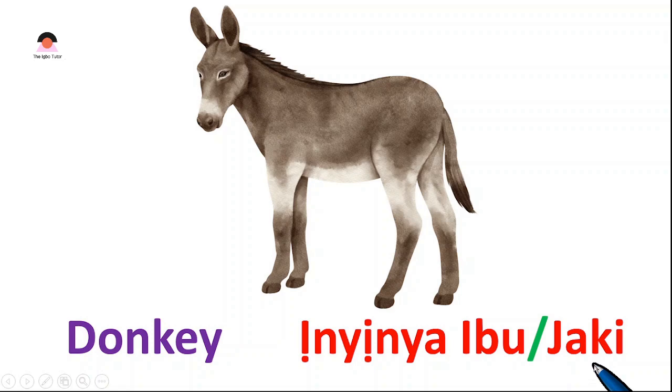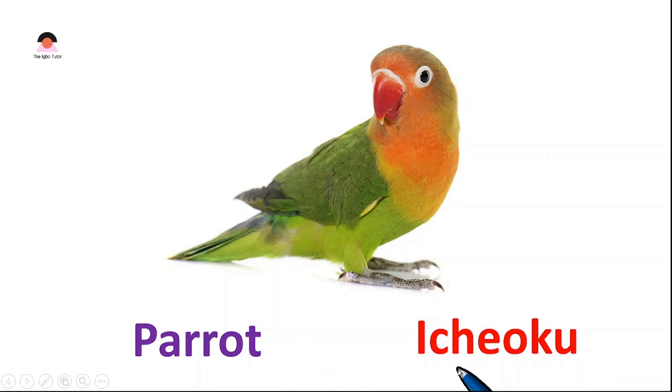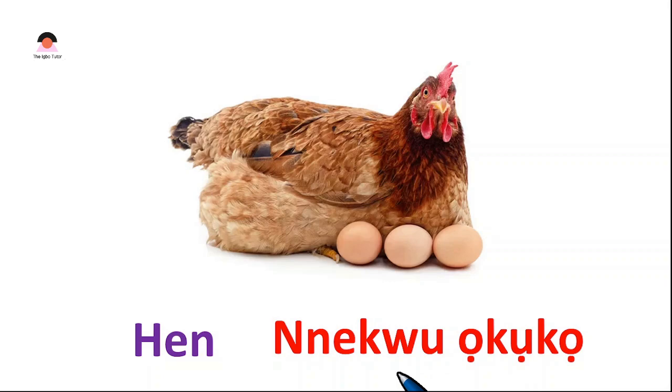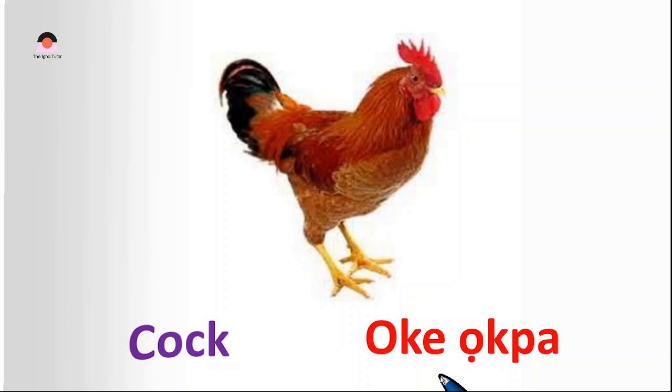The next is parrot, and we call parrot ichoku. Ichoku, that is parrot in Igbo language. Next is chicken, and chicken is called okoko generally in Igbo language. Chicken is okoko, but we have two types of chicken that have different names. Hen is called nneku okoko. Cock is called oke okpa, or oke okoko, as the case may be.